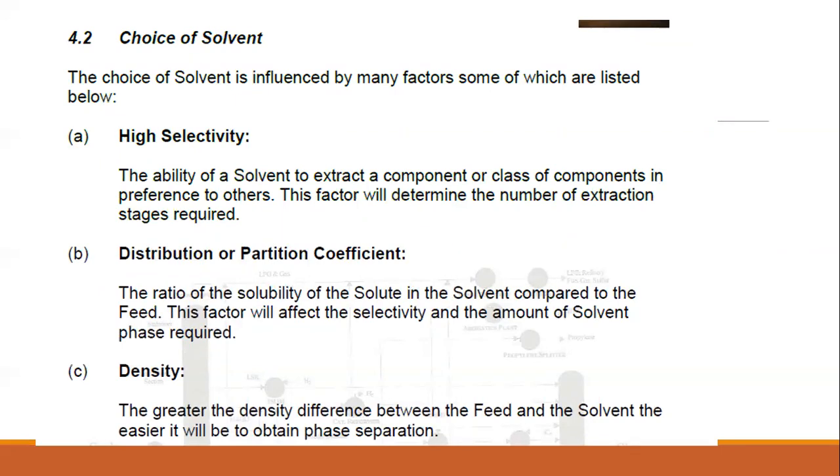The ability of a solvent to extract a component or class of component in preference to others means it should be highly selective. This factor will determine the number of extraction stages required. If a solvent has a higher ability to extract the component, then it has higher selectivity and you require fewer stages of extraction, because you will get your component in one or two stages.